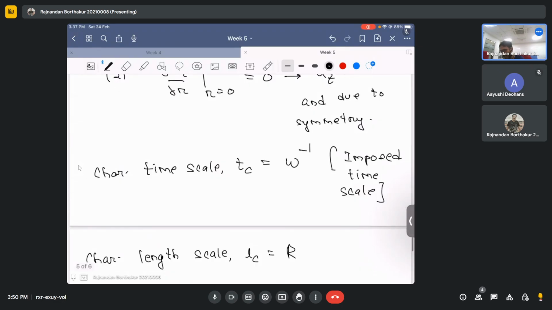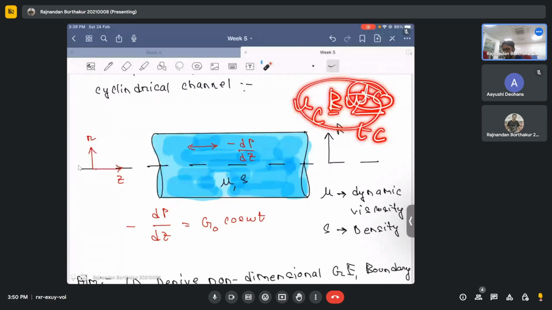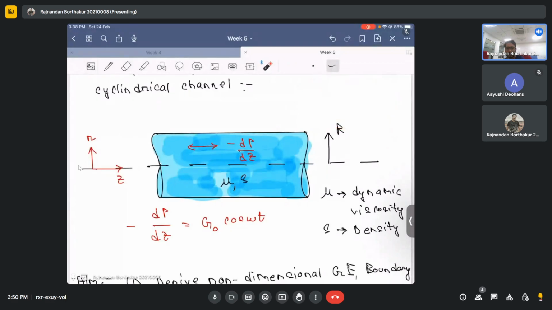But here is one thing that I would put forward. What you said is right, that we can define this as LC by TC, where LC is R and TC is 1 by omega. So R omega is the characteristic velocity. That's what you said. But here is again the catch in choosing characteristic scales.